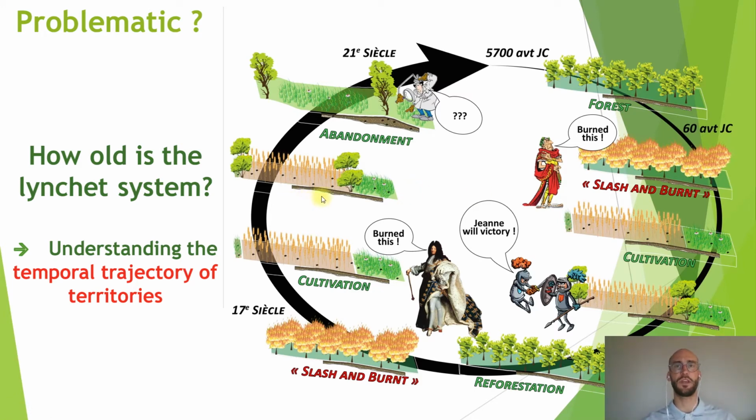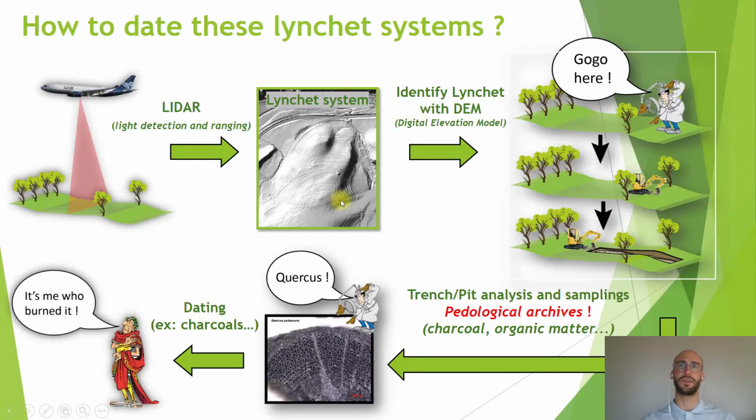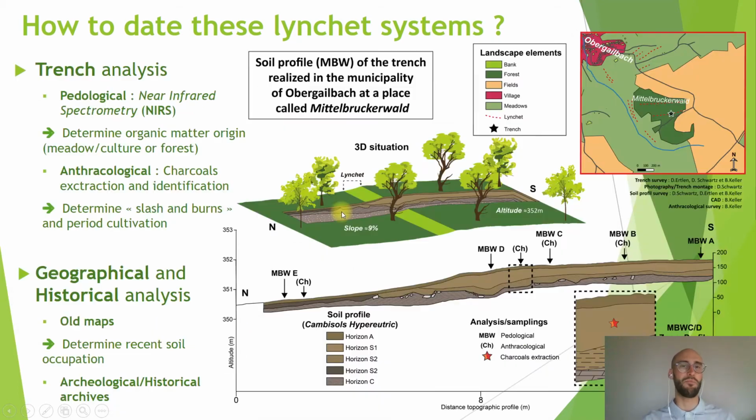To date this lynchet system, we use a very simple methodology. As you can see on this slide, the methodology to determine the lynchet system is as follows. We use LIDAR, light detection and ranging, which is basically like a sonar. We produce a DEM, a digital elevation model, and with the DEM we can detect and identify lynchet systems, as you can see in this picture. After that we choose a site, just here, and we make a trench or a pit, it depends, and we collect samples that we call pedological archives, because the soil conserves past data like charcoal or organic matter. Then we identify the charcoals, as you can see on this picture, and we make some dating. Very simple, isn't it?